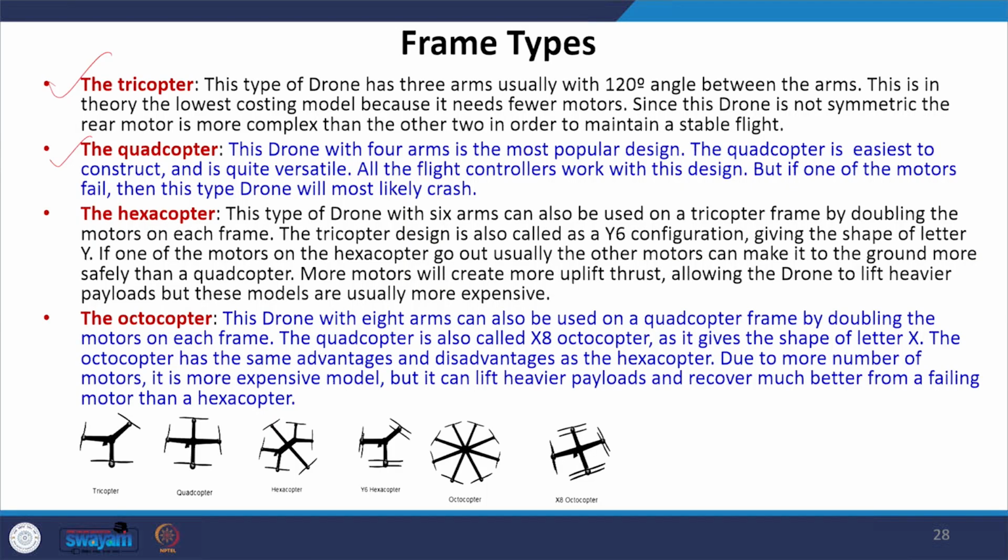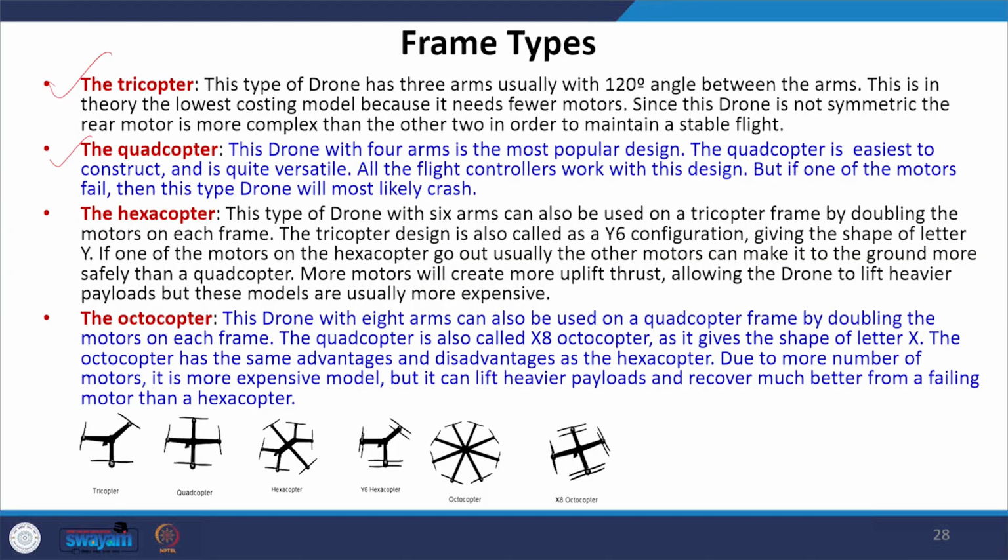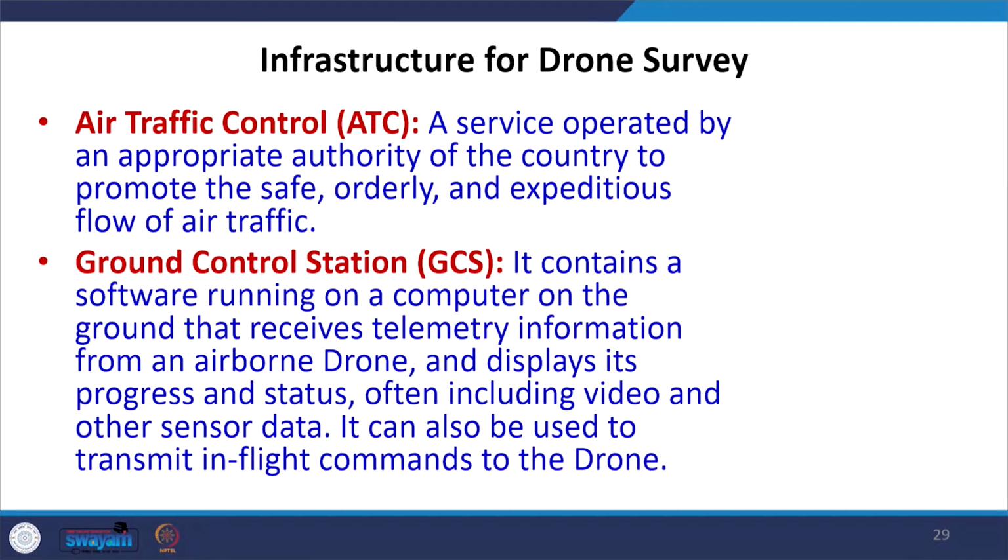Octacopter, there are 8 arms, and on a quadcopter, if you double the arms, this becomes the octacopter also. The octacopter has the same advantages and disadvantages as the hexacopter. Due to the greater number of motors, it becomes an expensive model, but it can carry heavier payloads. That is the greatest advantage, and it recovers much better from a motor failure, as in a hexacopter. So that is the advantage of this.